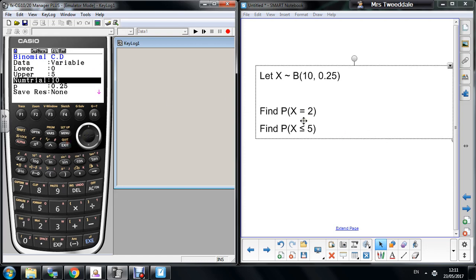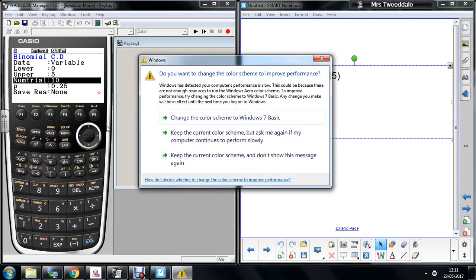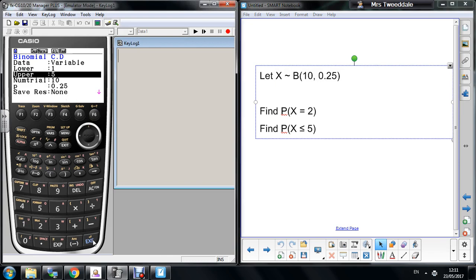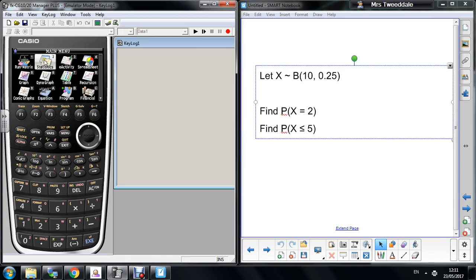This mode also allows me to find more fancy things, such as if I was between 1 and 5. So if I was between 1 and 5 now, instead of just less than 5, then I could change my lower to 1 or 2, and there we go. So that is how to use statistics mode to find your binomial.